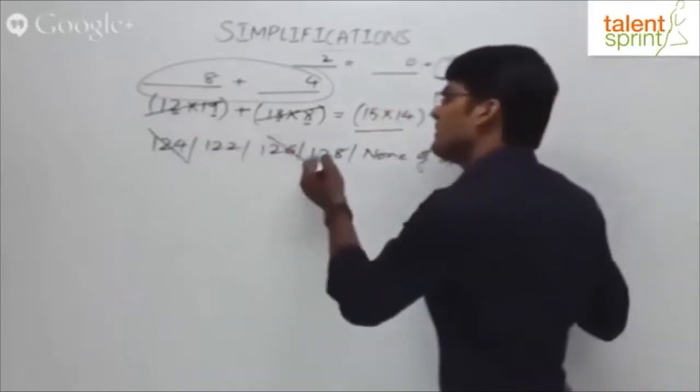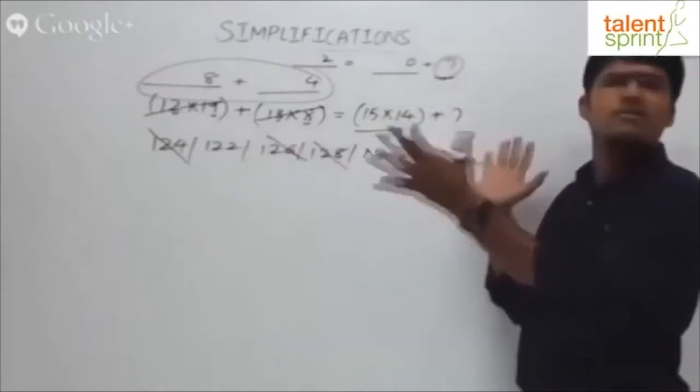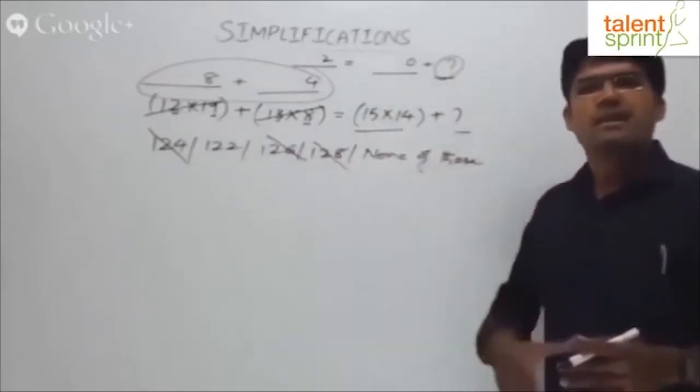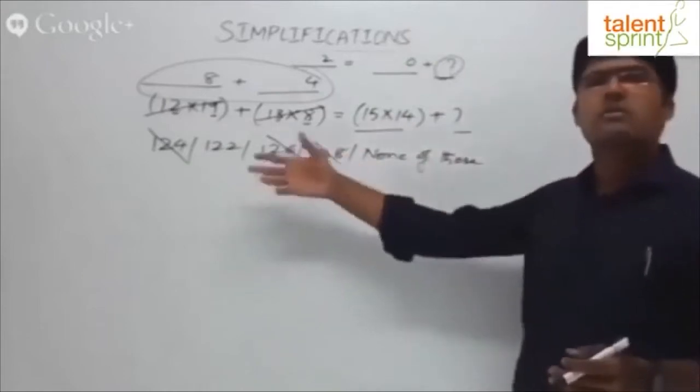126 ruled out. 128 killed. Fifth option always true. I mean, because it is the fifth option, there's always a chance that this may be correct, right? It may be 122 or 130.